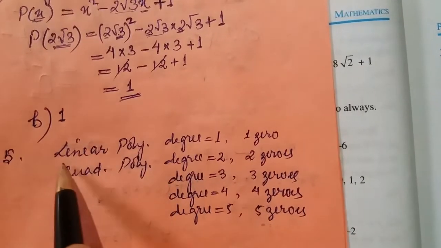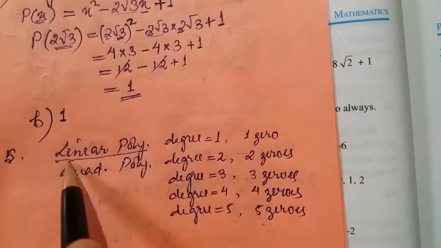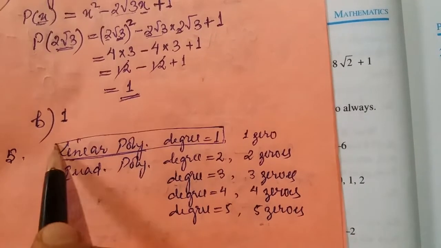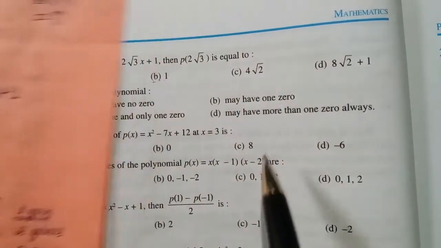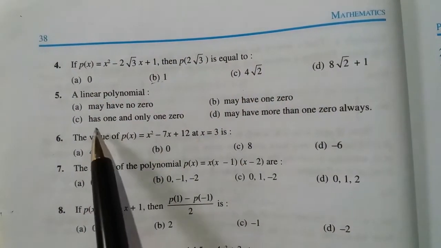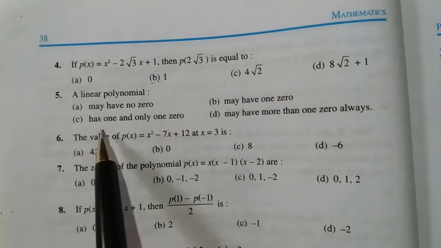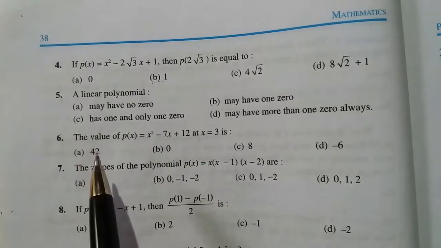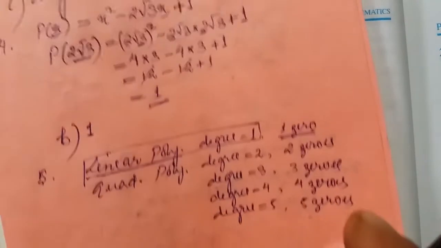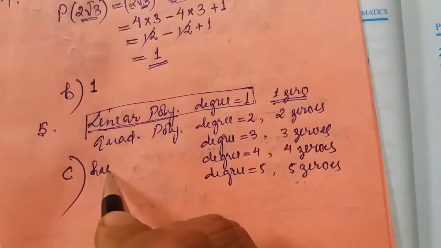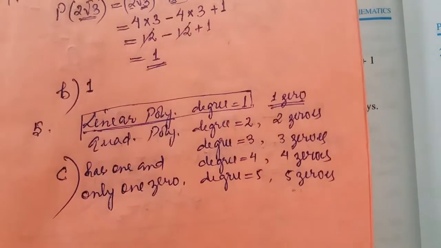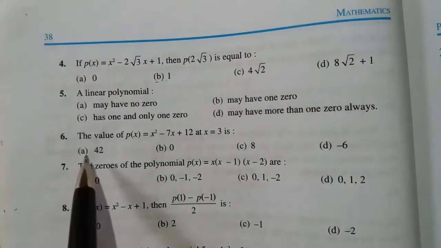So the linear polynomial has degree 1, so the number of zeros is 1. There will be only 1 zero. So it has 1 and only 1 zero. So C is the correct answer for question number 5: has only 1 and only 1 zero. Now let's see question number 6.